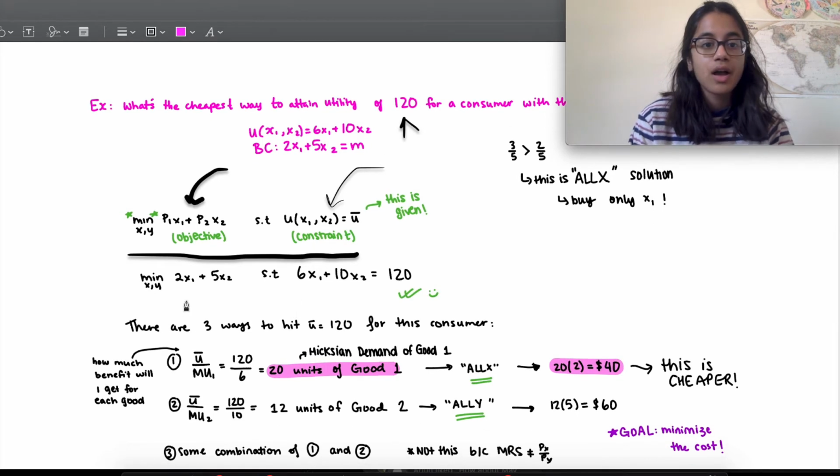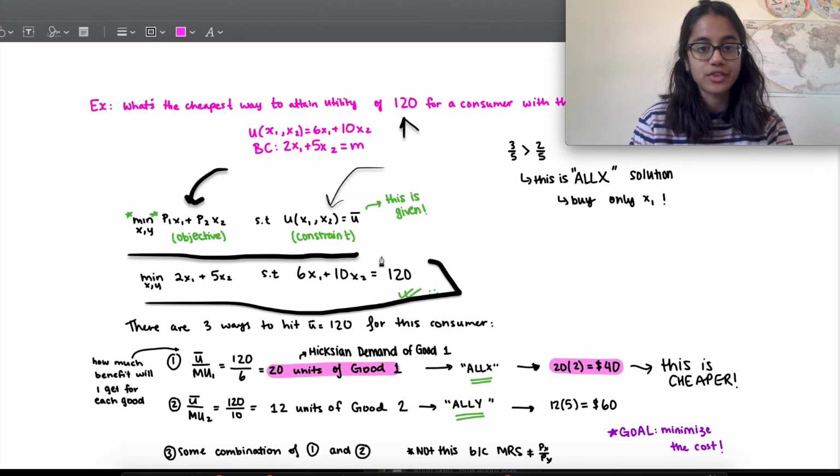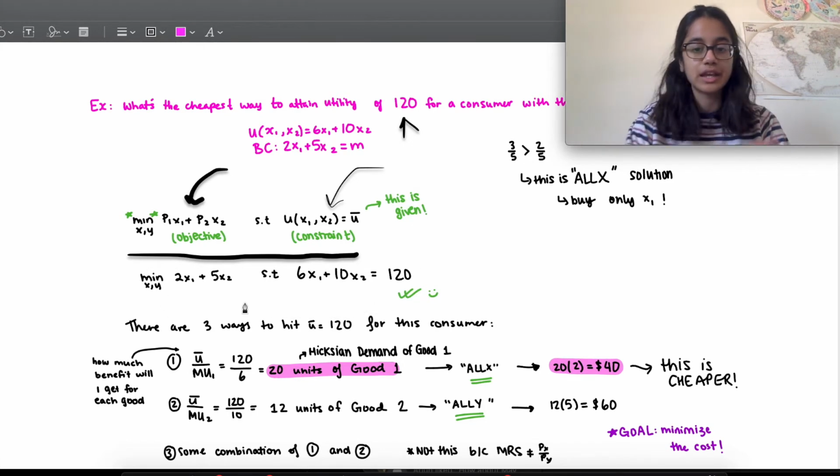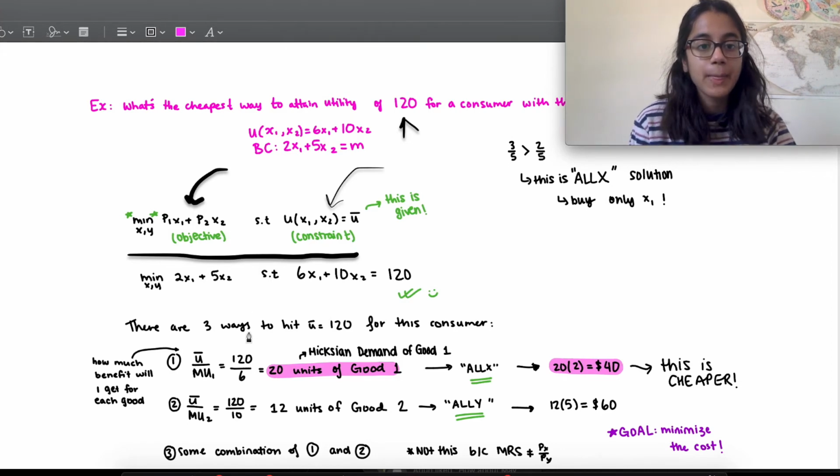And so this is what it would look like. This should be your answer for that, if they ask you for a constrained minimization, like just an equation, an expression to write that out.